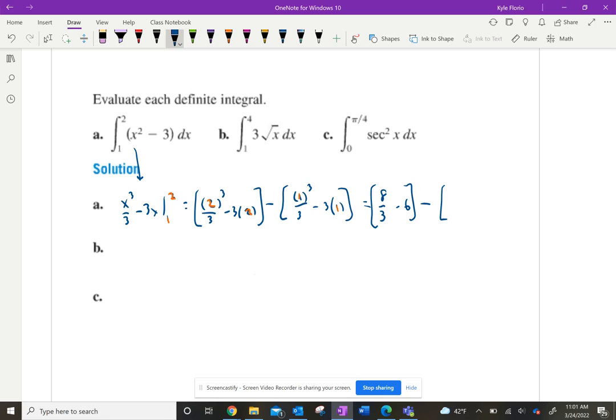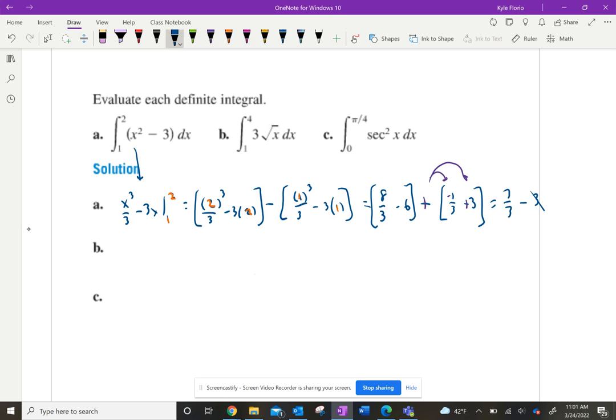Then I'm going to have 1 cubed, which is 1, so it's 1/3. 3 times 1 is 3. I'm going to do that trick again where I distribute the negative. So you can think of this as a -1. If you distribute that in, we get a -1/3 and a +3. So 8/3 minus 1/3 is 7/3. And -6 plus 3 is -3.